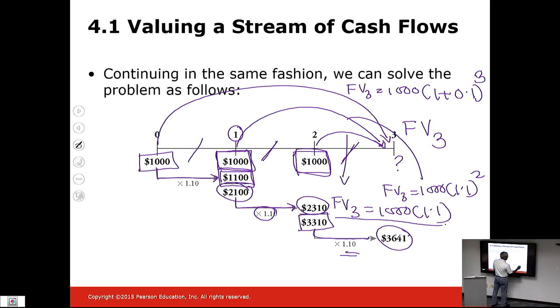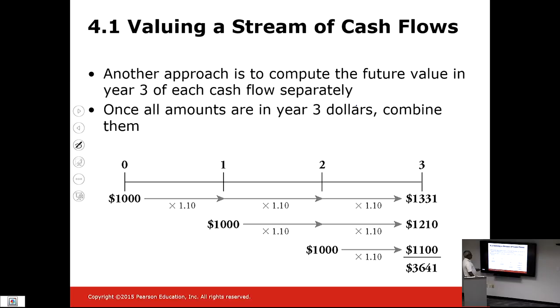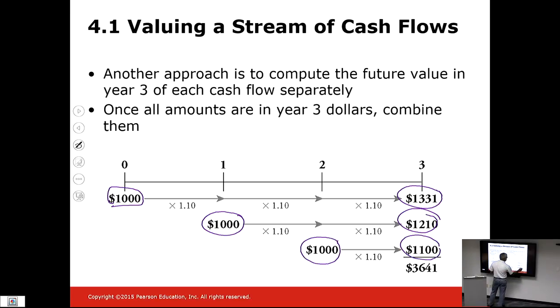So I take this, this, and this, and I can calculate the future value of these 3 cash flows. Again, this is the $1,000, its value in year 3. The second 1,000, its value in year 3. The third 1,000 and its value in year 3. So that gives us 3,641. Either way, we get the same answer.